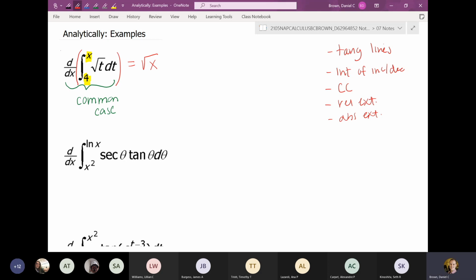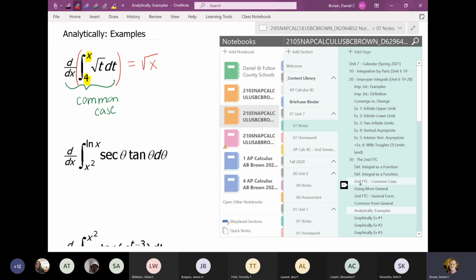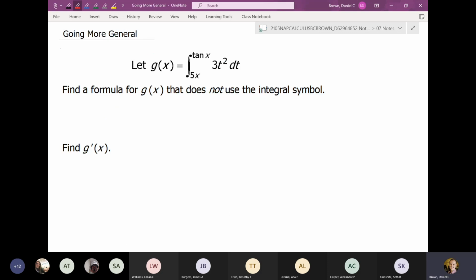All right, so that's the common case. More important, we also have what's called the general case. The general case is going to be used when you don't have a constant as that lower limit of integration, and the upper limit of integration is not just x. So like looking at this one, we have a 5x and a tangent of x. I know it looks crazy to have like this integral sign with actual functions on the integral sign, but this is where the second FTC is going to be useful for us.